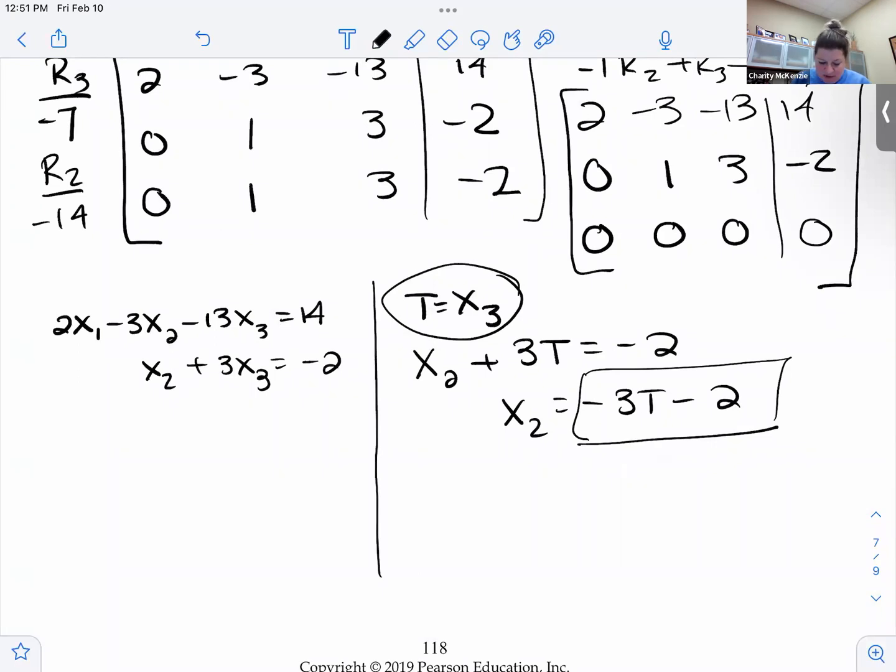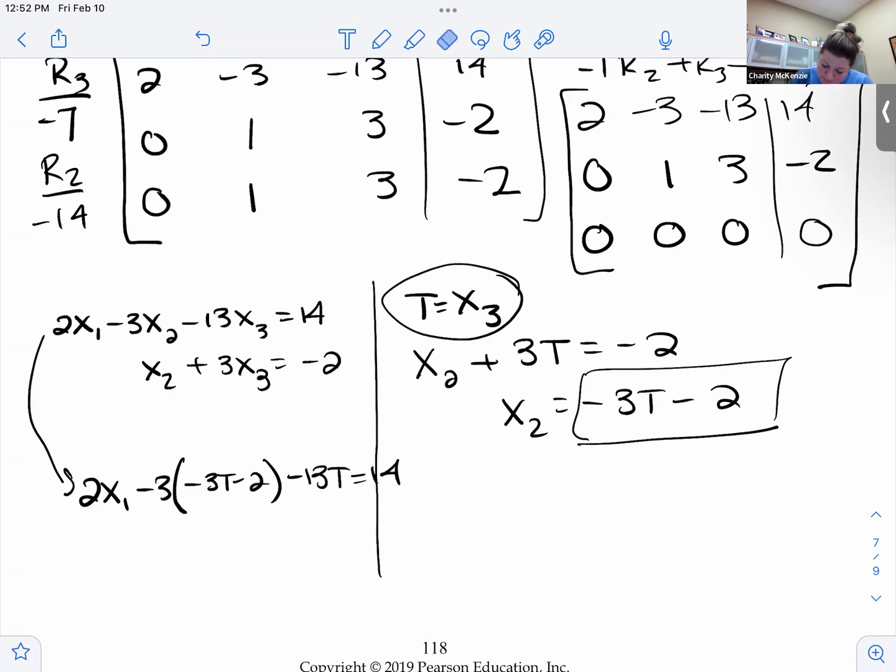Now, what is x3 going to equal? Oh, I already do. x2, x1, excuse me. Does it make you do x1? Yeah, so x1 is now going to equal, well, I can't just write that. Okay, I want to think of this formula here. So I'm going to plug in the x2 and the t. So I have 2x1 minus 3, and instead of x2, I have negative 3t minus 2, and instead of x3, I'm going to have 13t equals 14.